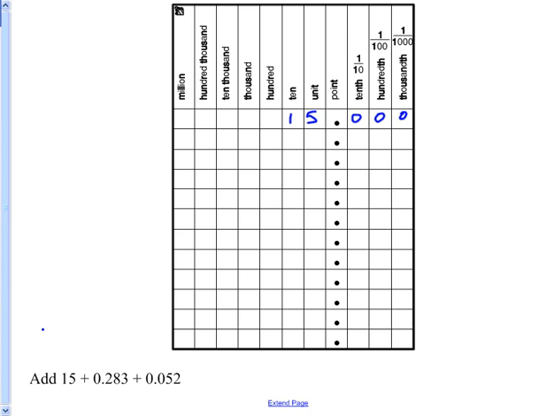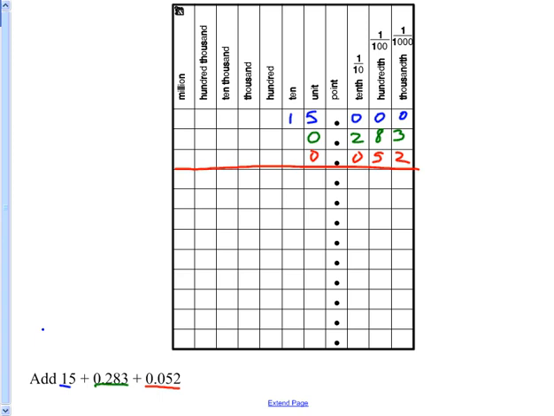So now if I look at that second number, let's do the second number in green. I have no units, so I'm going to put that in. Again, normally we wouldn't, but in this case we do. There's 2 tenths, there's 8 hundredths, and 3 thousandths. I'm going to do the last number here in red. So once again, there's no units, there's 0 tenths, there's 5 hundredths, and 2 thousandths. Now I can combine those.